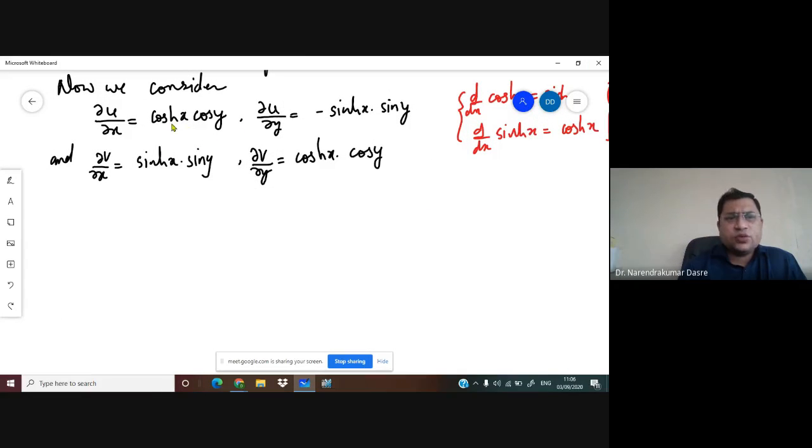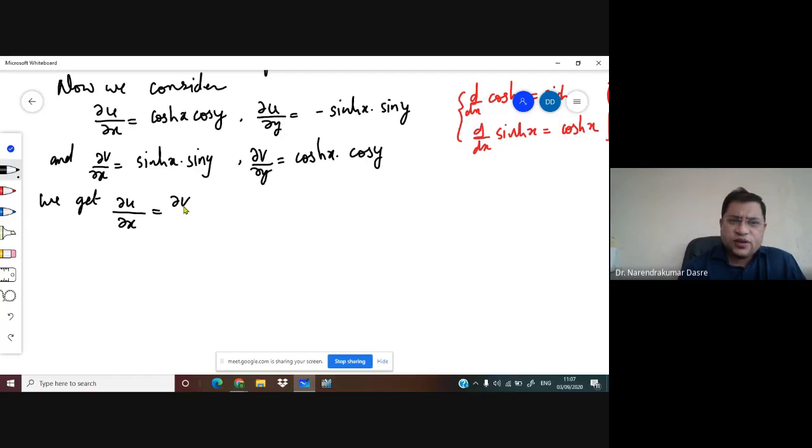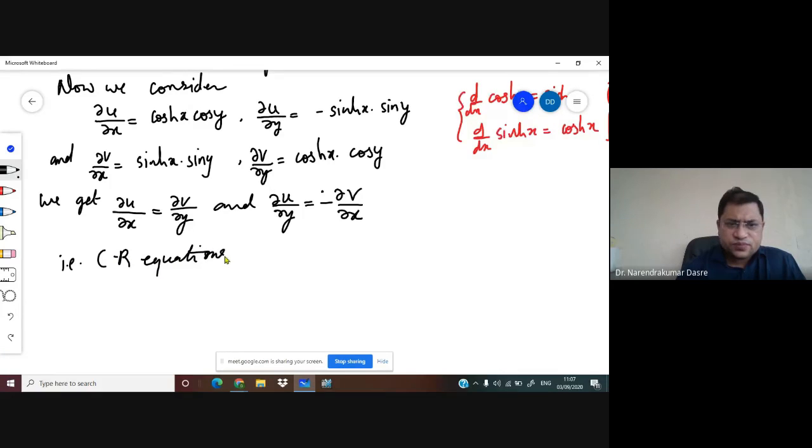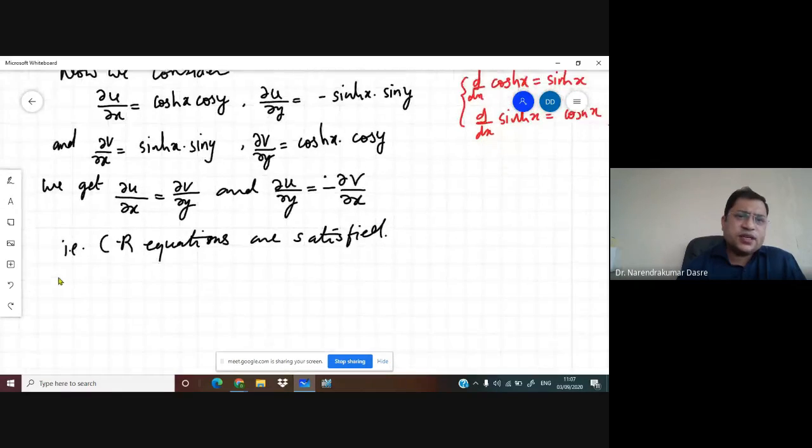So this term is exactly the same as this term, and this term is minus of this term. So we get ∂u/∂x = ∂v/∂y, and ∂u/∂y = -∂v/∂x. So we can say that the CR equations are satisfied.